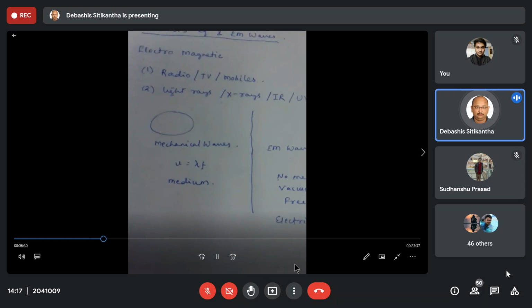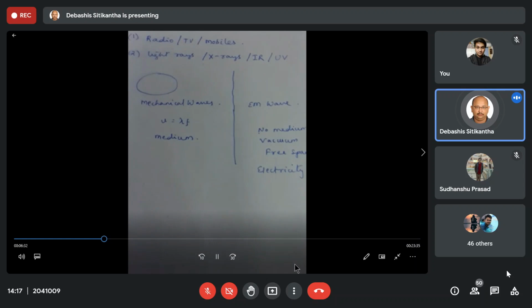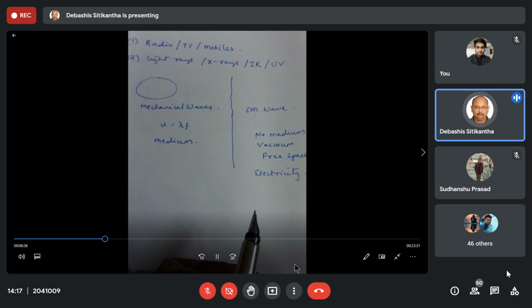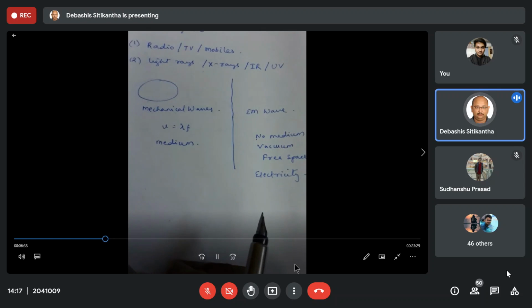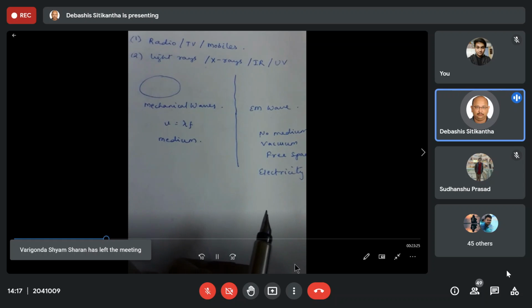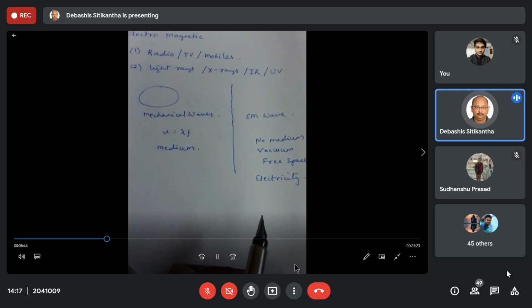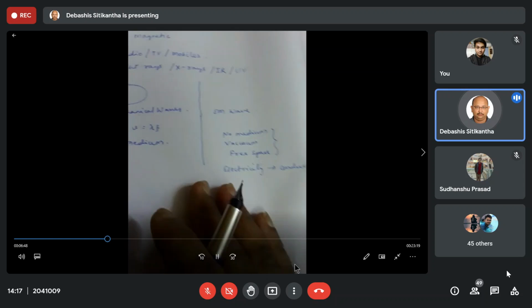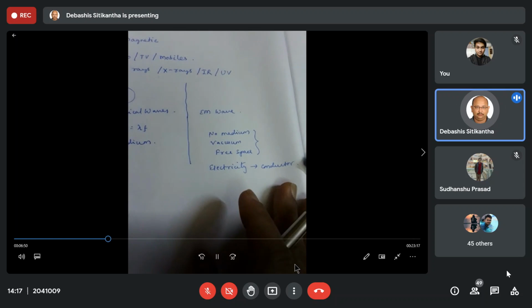But in case of mechanical waves, you require a medium. For example, suppose in between you and me there is vacuum, and if I speak out, you cannot hear anything, because my voice signals cannot pass through vacuum. So it requires a medium. But unlike that, electromagnetic waves don't require a medium.